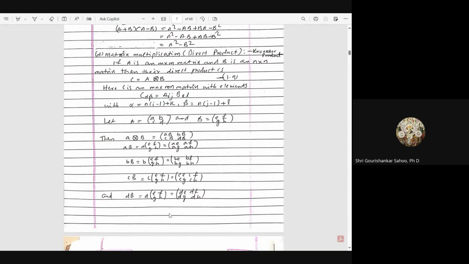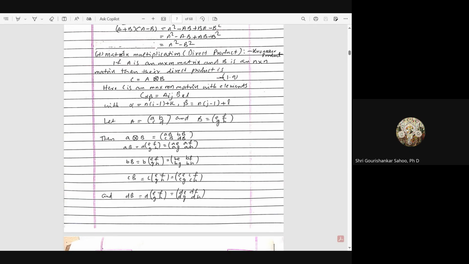Then, like the inner product, there is a direct product, which is known as Kronecker's product. So if A is an m cross m matrix and B is an n cross n matrix, then there is a direct product, which can be written as shown on the screen. C is equal to A direct product B. So your C alpha beta is equal to A ij B kl, where alpha is equal to n into (i minus 1) plus k and beta is equal to n into (j minus 1) plus l.